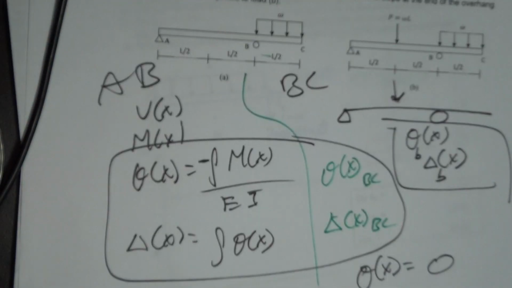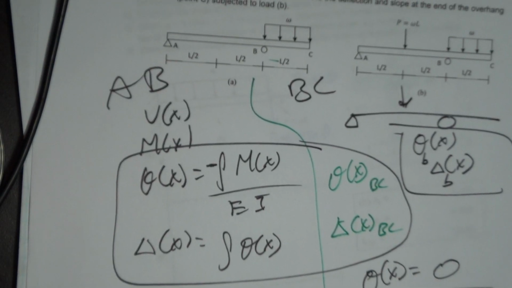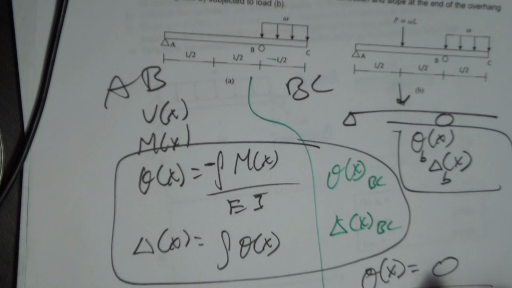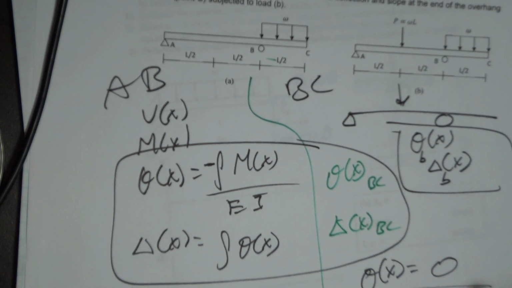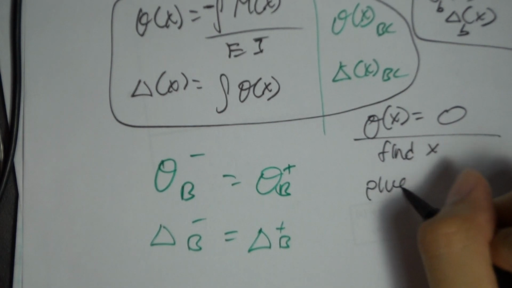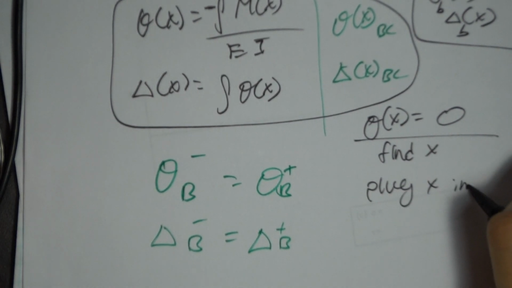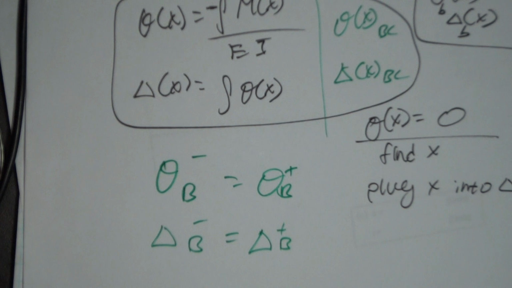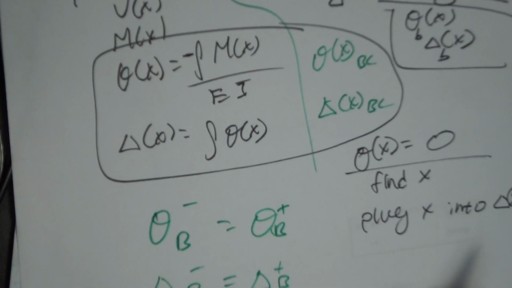Do the same thing that you did here. Find where theta of x is equal to 0. Find x, and plug x into delta x. And that is pretty much it.